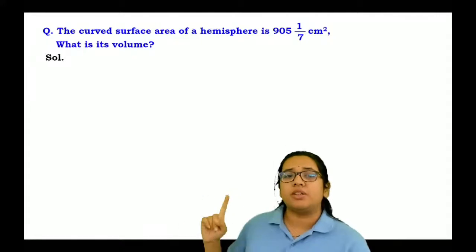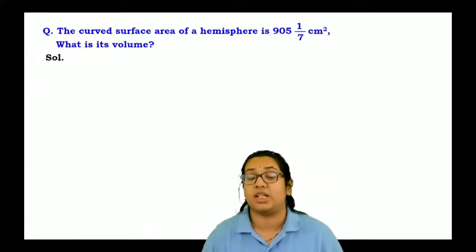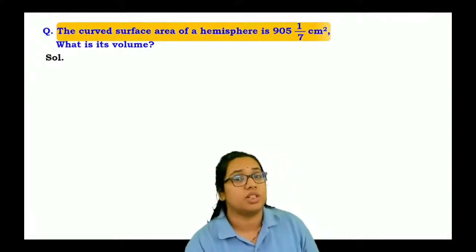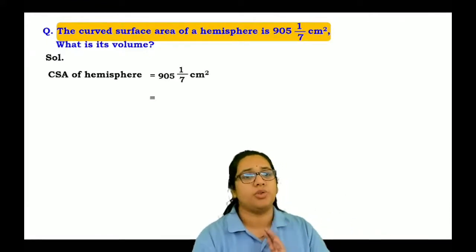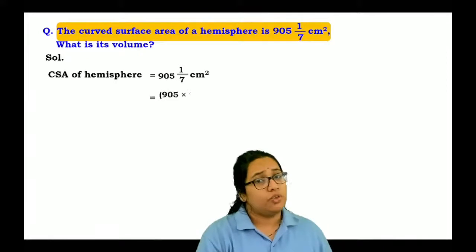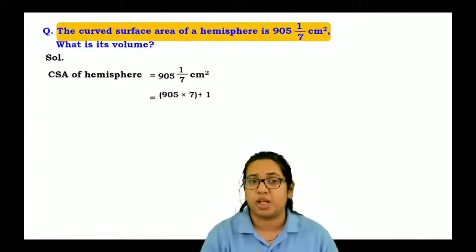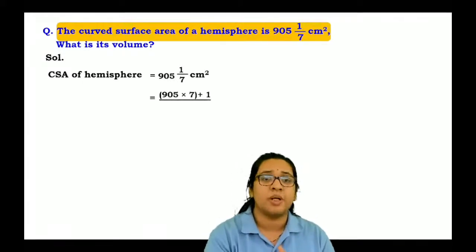Now, the curved surface area of the hemisphere is given as 905 1 upon 7 square centimeter. Then we have to find what will be the volume. They are talking about curved surface area. We know that curved surface area for the hemisphere is nothing but 2 times pi r square.